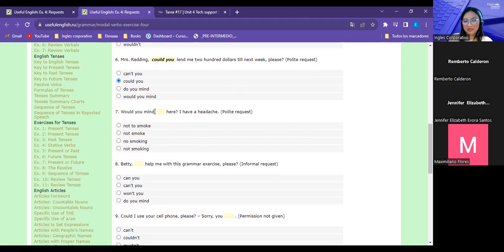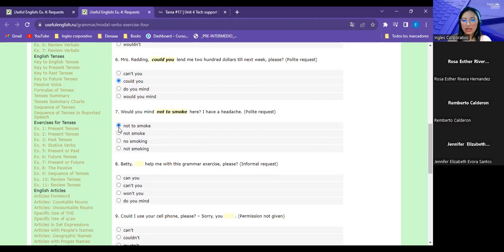Would you mind? Vean la estructura, ya saben. Pero tenemos aquí la razón. I have a headache. ¿Será afirmativa o negativa la intención? Would you mind? Descartamos esta. No aplica. No. So I have no smoking. Or not smoking. No or not? Not. Not, exactly. Not smoking.